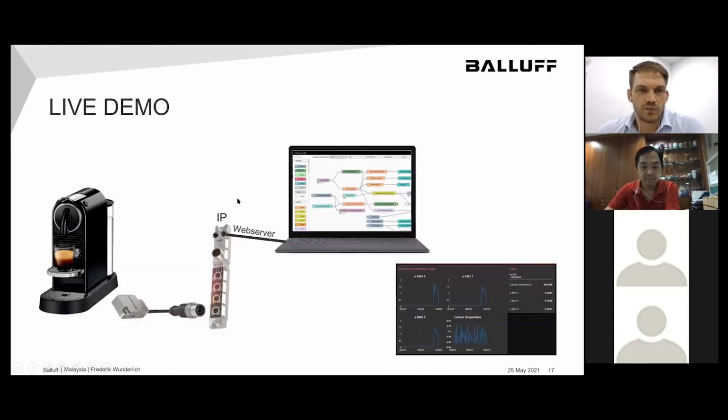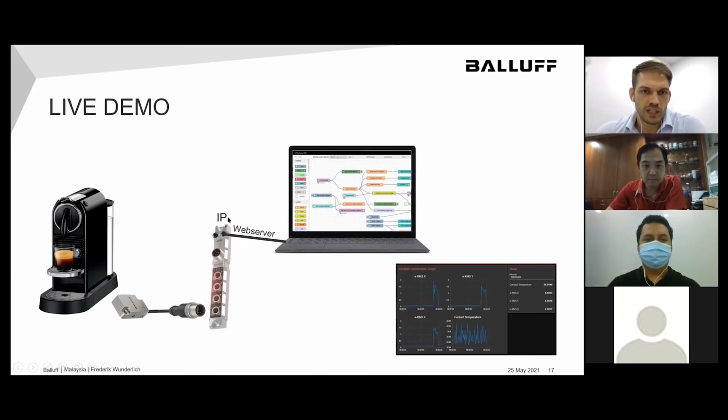So this is what we will show you now through our second webcam. We have a coffee machine on the left, and we mount our condition monitoring sensor on the machine. It's connected to our IO-Link master. So this is a small version of the IO-Link master. It has its own IP address. We connect to the web server. The data is actually visualized in Node-RED.